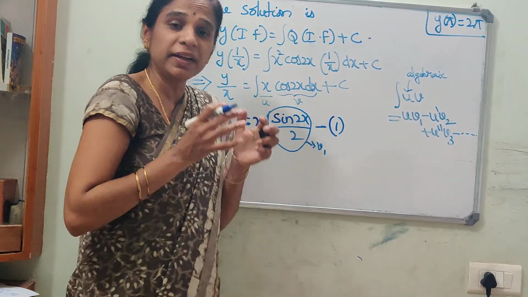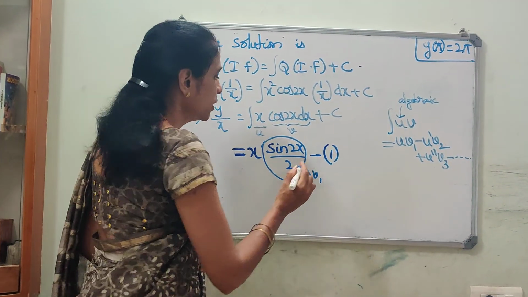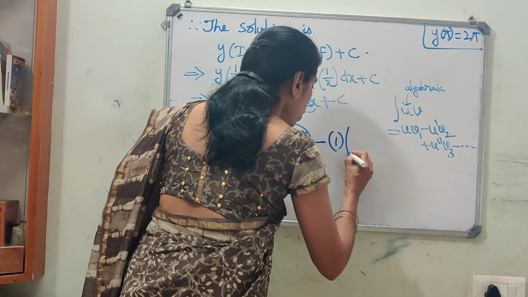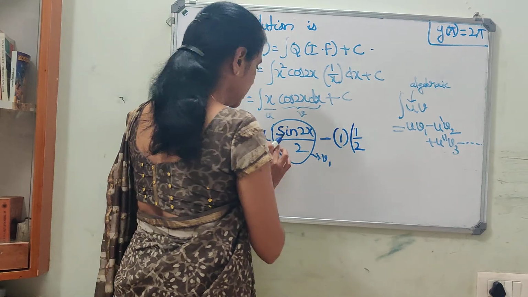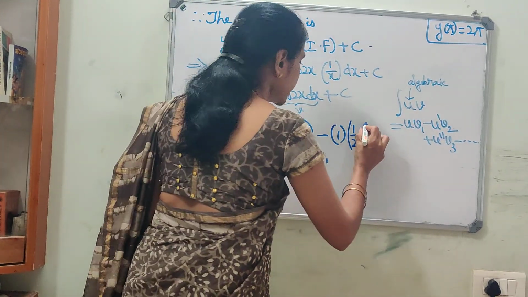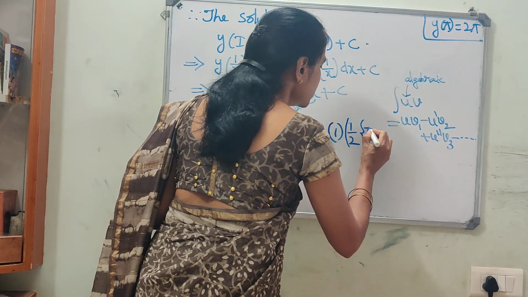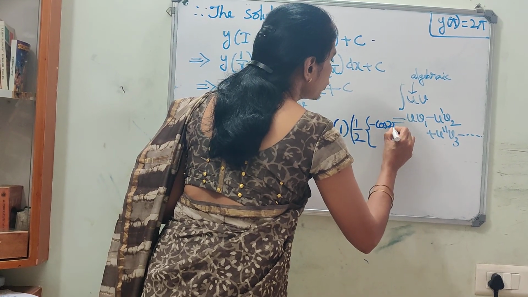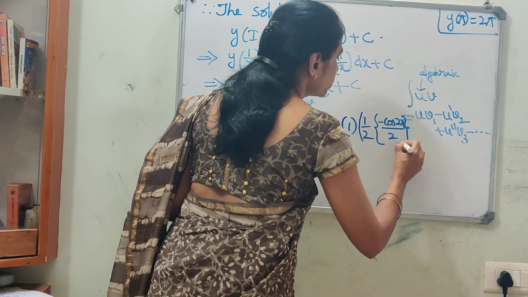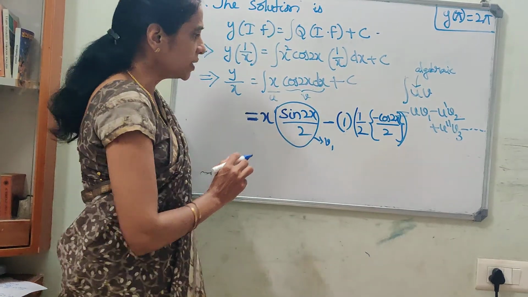So take entire v1 and try to integrate it. While integrating that, what I need to do? 1 by 2 is constant, so let me keep it outside. Then integration of sin 2x is minus cos 2x divided by 2. So this is the total.